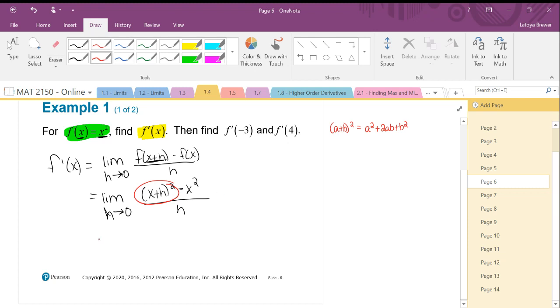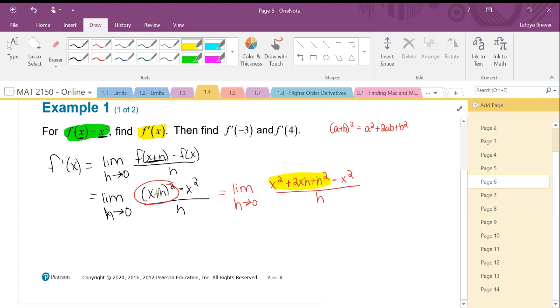So that's going to be equal to the limit as h approaches 0 of x squared plus 2xh plus h squared minus x squared all over h. Now, if I'm moving too fast, keep in mind, guys, that you can pause this video at any moment and go back and think about what it was that I did. But I'm just going to highlight this.